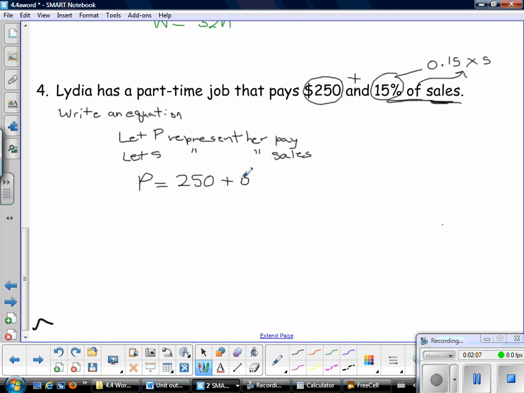So 0.15 times the S. Okay, notice we don't put the times sign in there because it just makes it more confusing. So there's that last example. I knew it wasn't going to take very long.